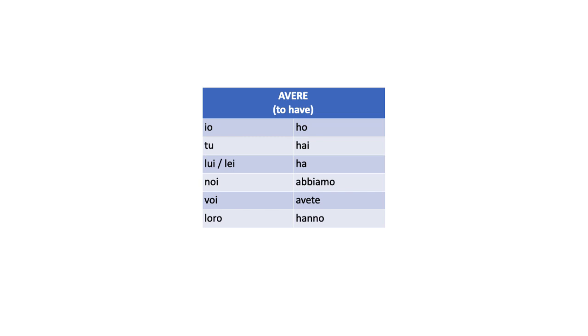Okay, that's the first part. The second part is the past participle, right? How do we find the past participle of an Italian verb? That's what I'm going to show you right now.